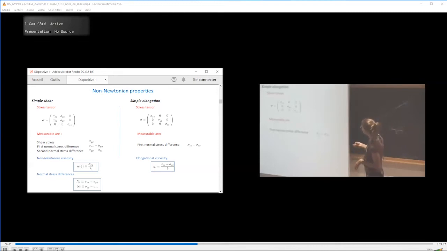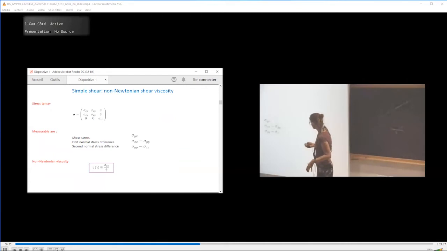And so if I talk about a simple elongation, the only terms I can have are actually terms on the diagonal. And that also leads to a first normal stress difference, but here it is equivalent to a viscosity, an extensional viscosity. And that is what is written here. So for the moment, it's only a definition. So let's look in a bit of detail: how can I measure these things and how do they look?